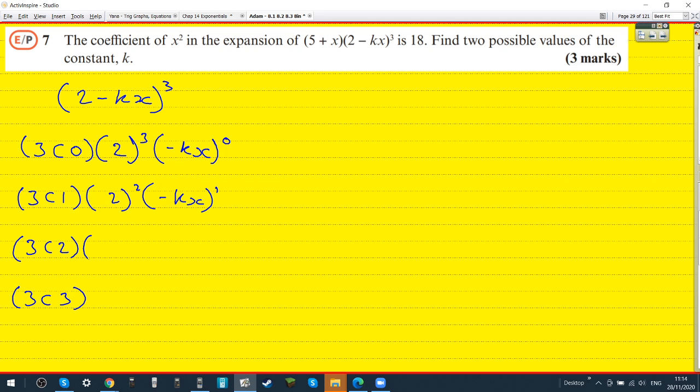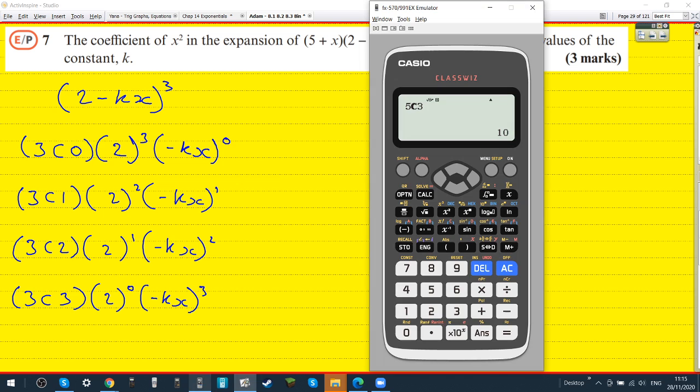And then it'd be 3 choose 2, 2 to the power of 1, minus kx to the power of 2. And then 3 choose 3, and then 2 to the power of 0, minus kx to the power of 3. So I'll do first and third. Okay. What about the k and the x? What do you sub them in for? That's a good point. Let's do that bit manually. So we'll do the other bit with the calculator.